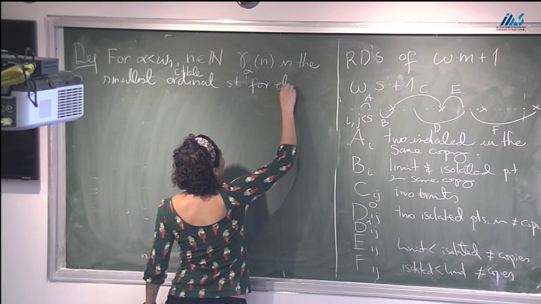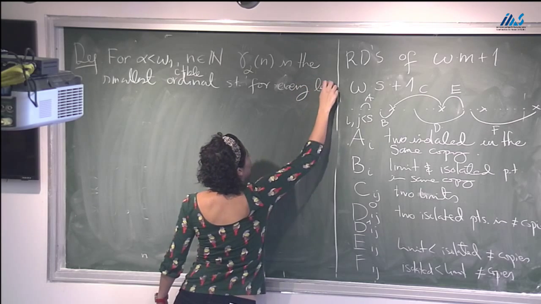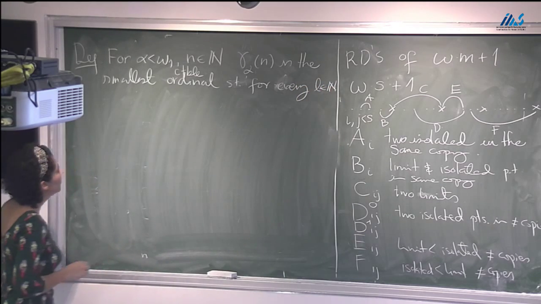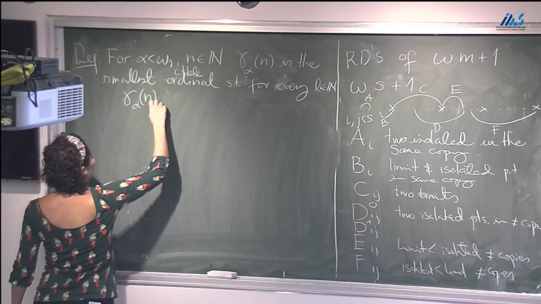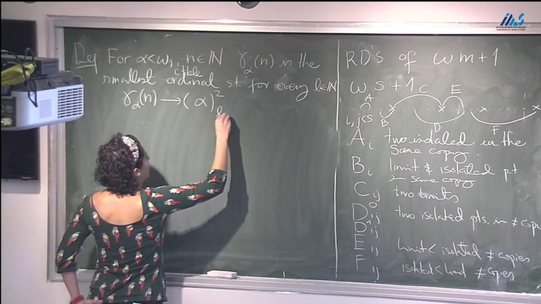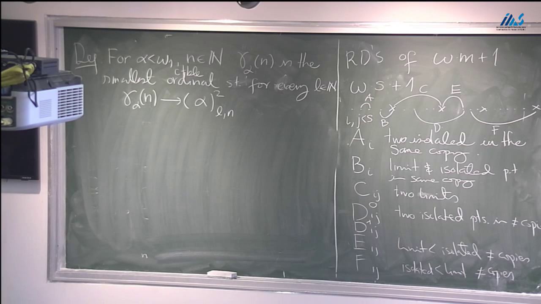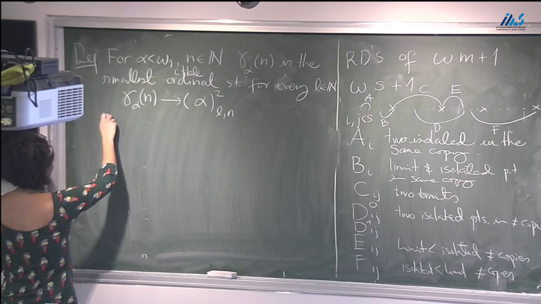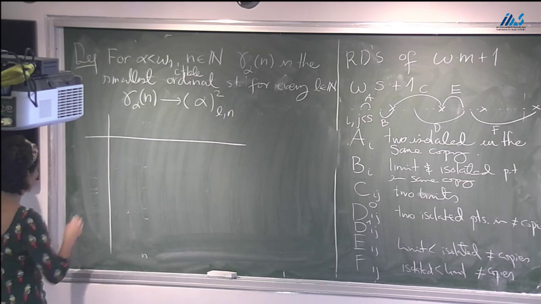such that for every finite number of colors, gamma alpha n arrows alpha with n colors. So again, for a given alpha and a given value of n, these gamma alpha n may or may not exist. So I will summarize our results in a table.